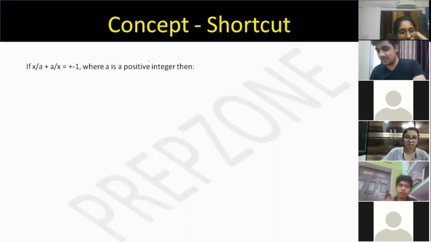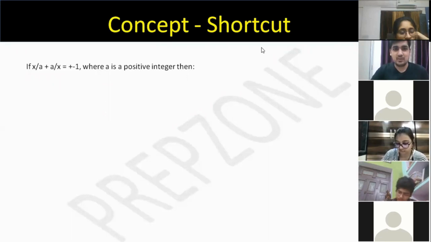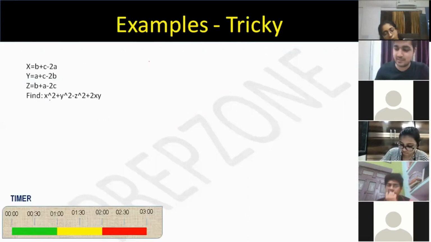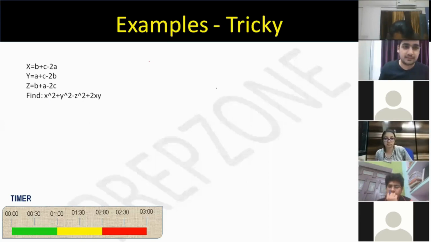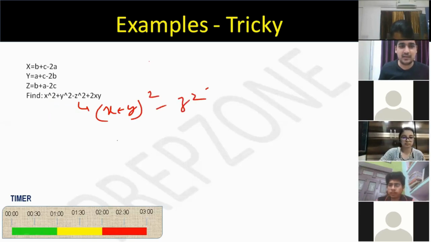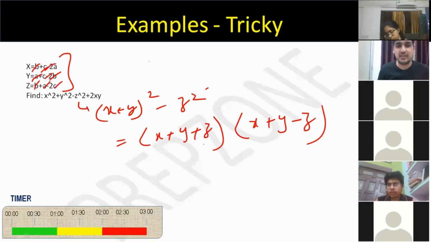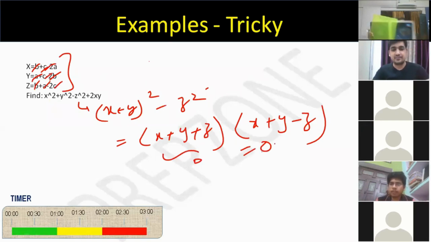Okay. This is just a shortcut slide. Time for you to open your notebooks, black pen, blue pen, and note these down. Okay, Rishika, you want me to repeat? See, all you have to do is, this is x square plus y square plus 2xy, right? So this is x plus y whole square. Okay, I'll write it down. This is x plus y whole square minus z square, which is x plus y plus z into x plus y minus z. If you just add these three equations, you get, see, this is 2b, this is 2b, this is 2a, this is 2a, this is 2c, this is 2c. So x plus y plus z is 0, so this has to be 0. Clear?